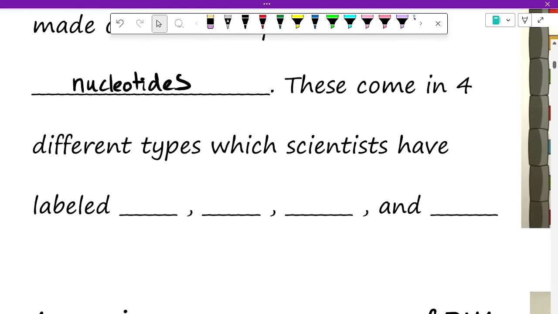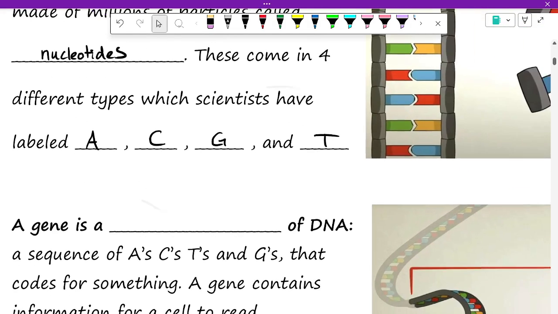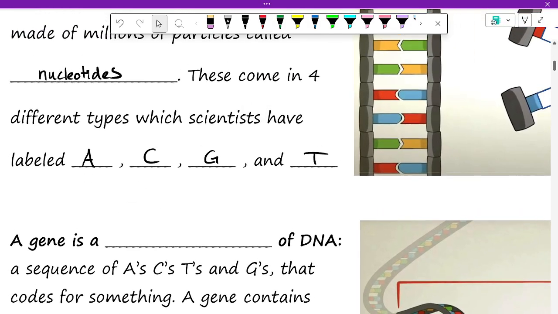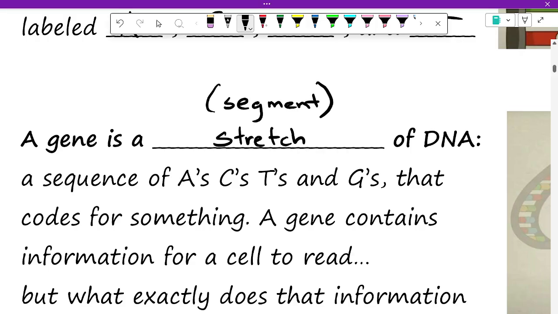These nucleotides come in 4 different flavors or types, which scientists have labeled A, C, G, and T. It doesn't matter what order you put them in at all, okay? A gene is a stretch or a segment of DNA, a sequence of A's, C's, T's, and G's that codes for something.